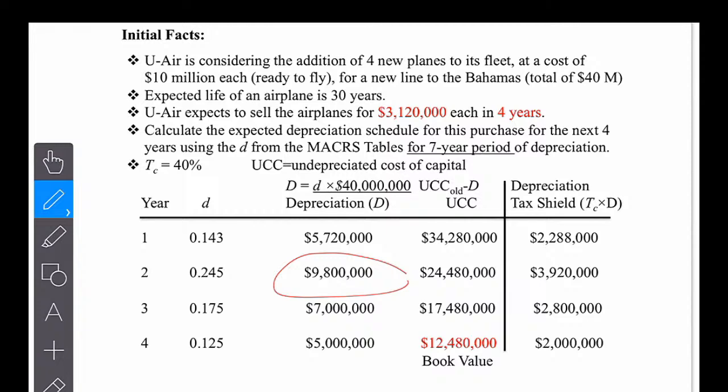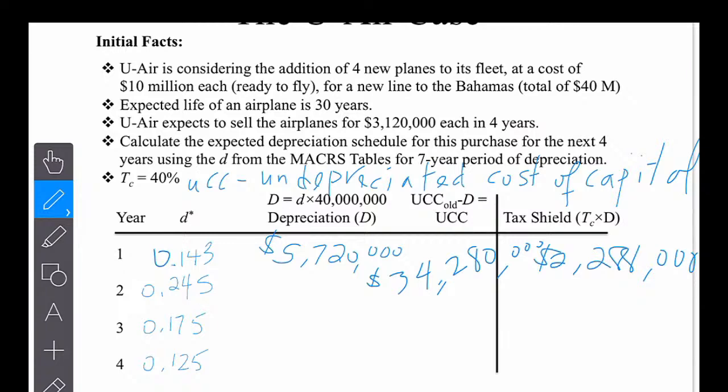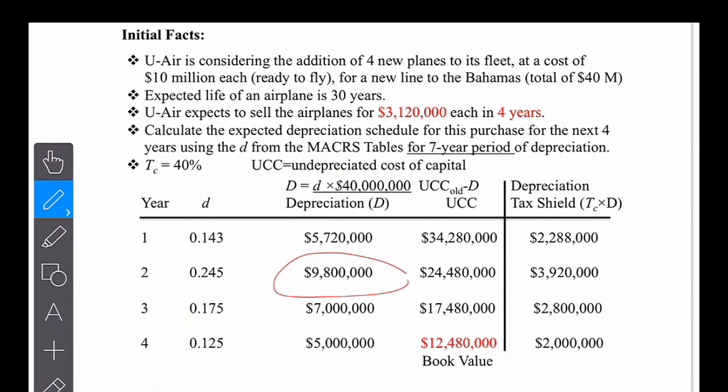Did I get a different number? Yeah, no, I got that number. The tax shield. To get the tax shield, you just follow the formula. The formula says D, which is this one, times 40% or 0.4 to get this. Try it again. So 5,720,000 times 0.4.